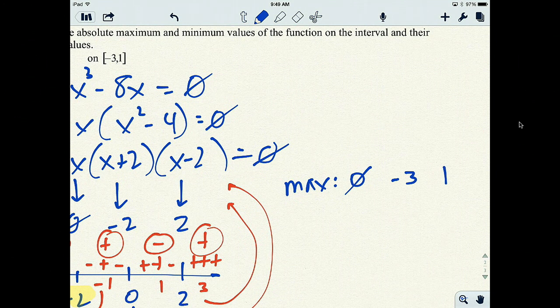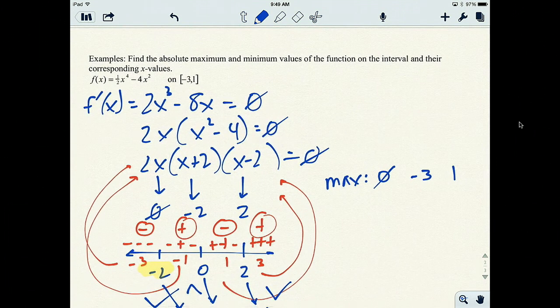Now, to figure out which one is the absolute, which one is the highest value of these 3 numbers, all I do, like I said in the steps, is take these numbers and plug them into the original function and see which one gives me the highest number. If I plug in 0, I'm going to get 0.